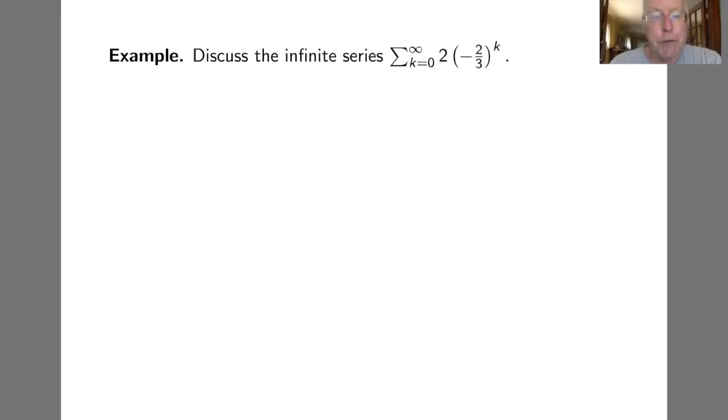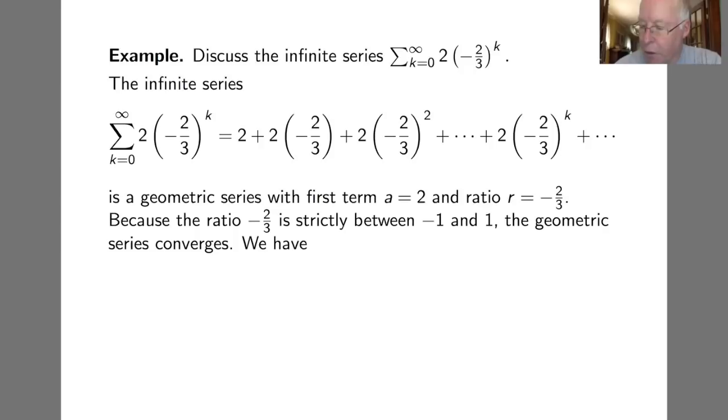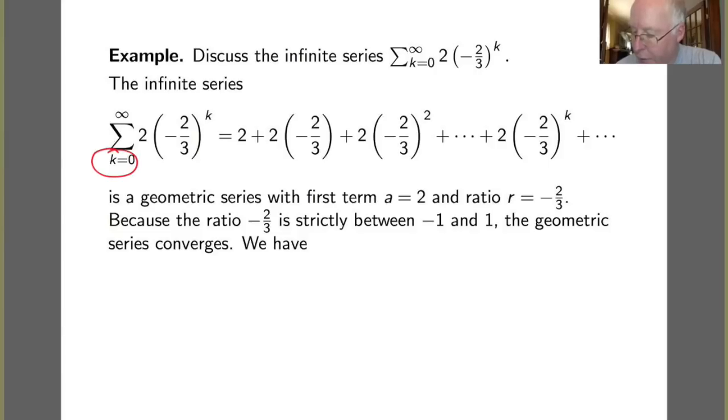So as a first example, let's discuss the infinite series, summation k equals 0 to infinity, 2 times the quantity minus 2/3 to the k. We write out the series so we can see a little better what's going on. k starts at 0, and so when k is 0, the minus 2/3 to the k becomes 1, so our first term is just 2, then 2 times minus 2/3, 2 times minus 2/3 squared, etc. So we can identify the first term, a as we call it, is 2, and the ratio is minus 2/3.